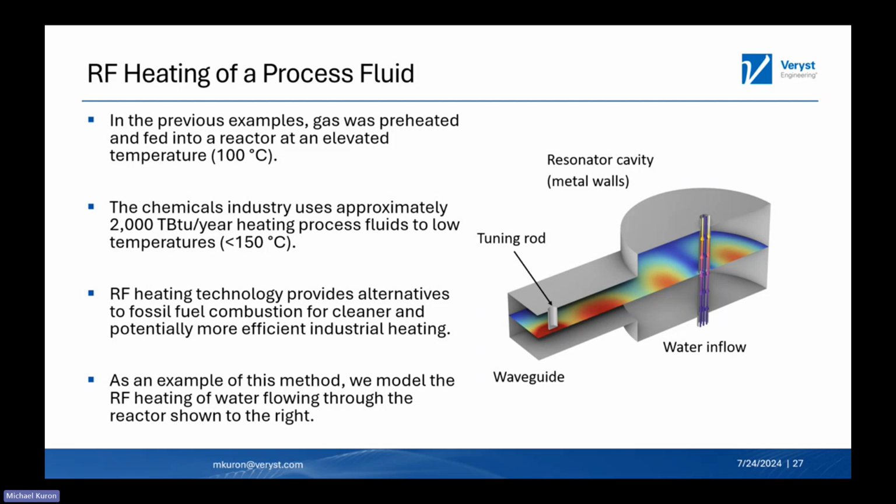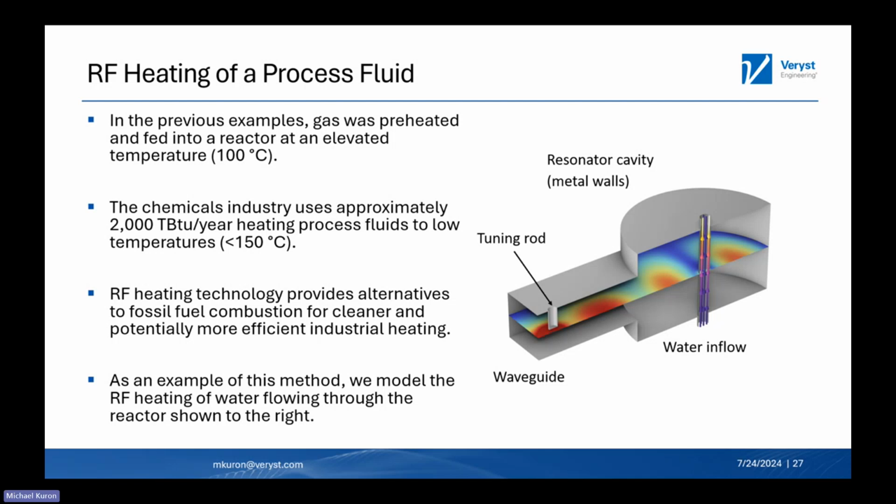So this example is a different test case and takes after some work that we've done here at Veryst and with one of our partners in heating process fluids. As an example of this, the chemicals industry uses approximately 2,000 tera-BTU per year heating fluids to low temperatures, so less than 150 degrees C. And microwaves can be quite efficient at doing this.